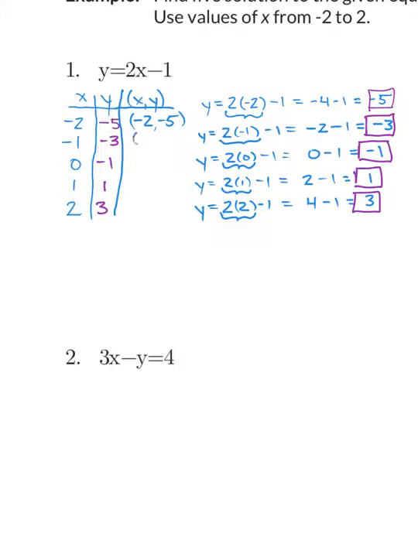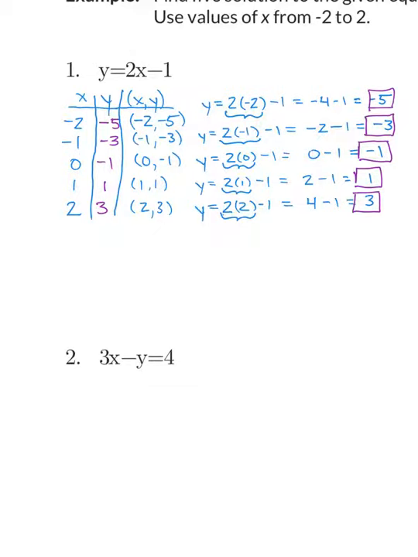For the second one, we get the point -1, -3. Same thing. What this says is in our equation, when x equals -1, y equals -3. We also have the point 0, -1, 1, 1, and 2, 3. So these are 5 solutions that satisfy the equation, but note that they are not the only solutions. We still have an infinite number.